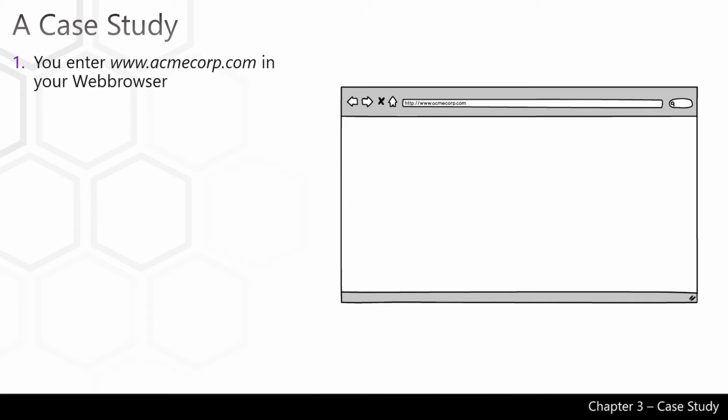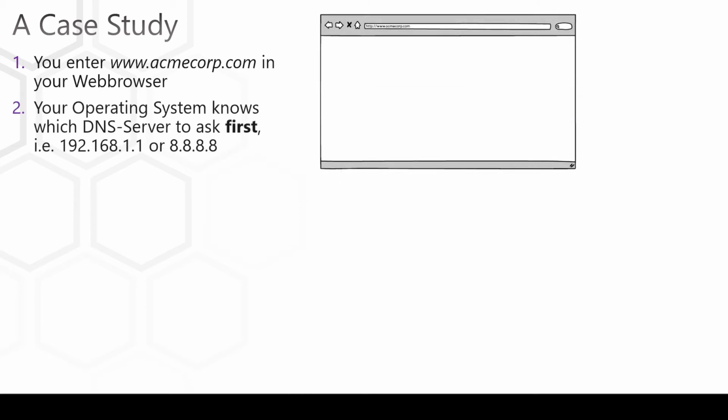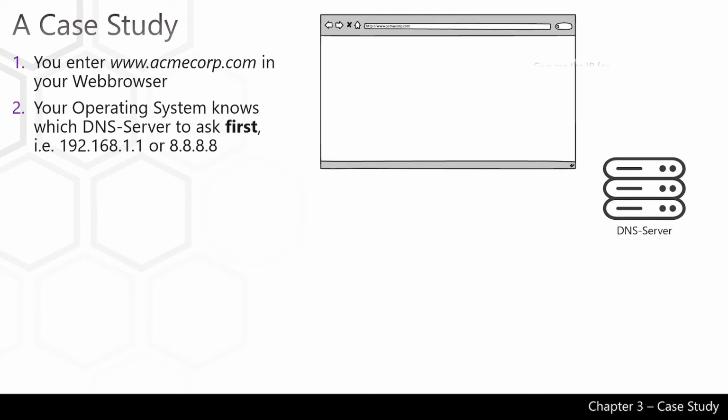You enter www.acmecorp.com in your web browser. Your operating system knows which DNS server to ask first. For example, in smaller home networks, it's usually 192.168.1.1, or the Google DNS server is really popular, 8.8.8.8. So the operating system is asking the first DNS server, give me the IP for www.acmecorp.com.